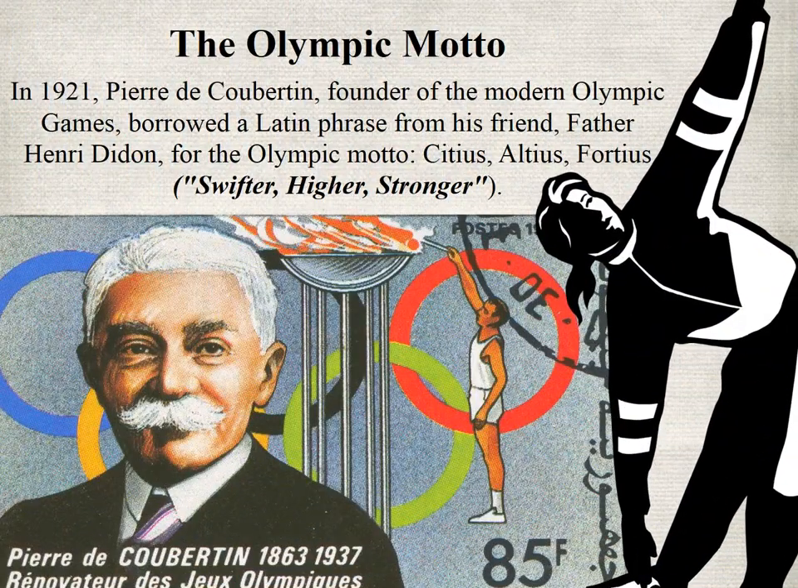The Olympic motto. In 1921, Pierre de Coubertin, founder of the modern Olympic Games, borrowed a Latin phrase from his friend, Father Henri Didon, for the Olympic motto: Citius, Altius, Fortius. Swifter, higher, stronger.